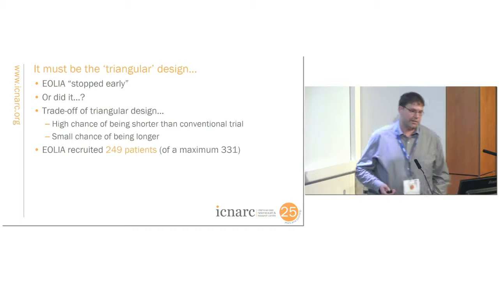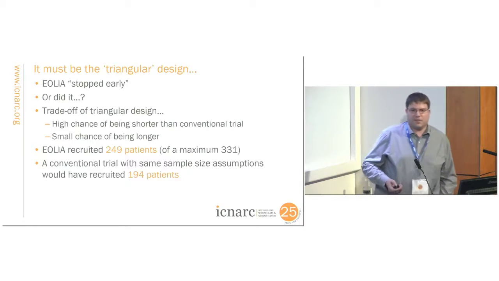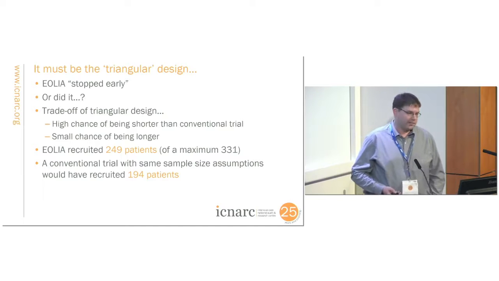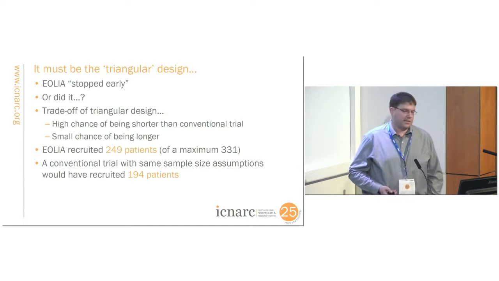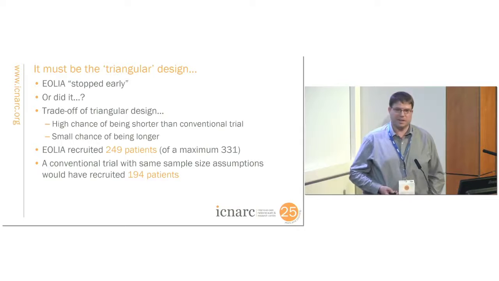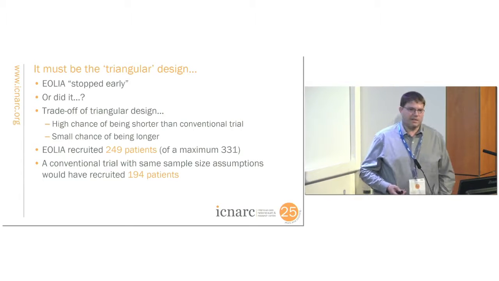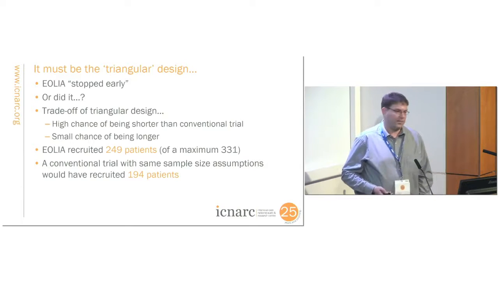Now, in this case, Aeolia recruited 249. They had calculated that with the design, the maximum, if they'd gone to the end of that triangle, would have been 331 patients. So in that sense, it did stop early. But if they'd designed this as a conventional two-arm parallel group trial, using the same assumptions that they used in their sample size calculation, they would have recruited 194 patients, stopped the trial, analysed, and that would have been the data that we were looking at here. So although Aeolia stopped early compared to the maximum for the triangular design, actually it recruited more patients than a conventional parallel group trial would have done.